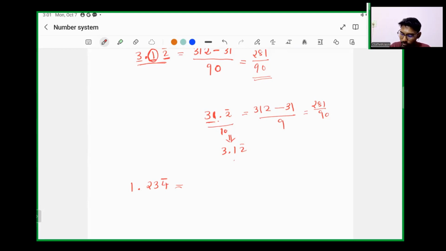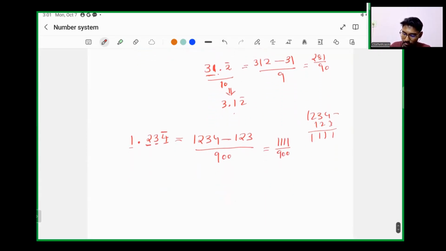What you need to do, first write it as a full number, that is 1234. You put a minus sign. You write the digits which are not repeating. 1, 2, and 3 are not repeating. So you write 123 divided by 9, since only one digit is repeating. But after the decimal point, you have two digits, 2 and 3, which are not repeating, so you put two zeros. So 1234 minus 123, you will get 1111. So this is 1111 by 900.